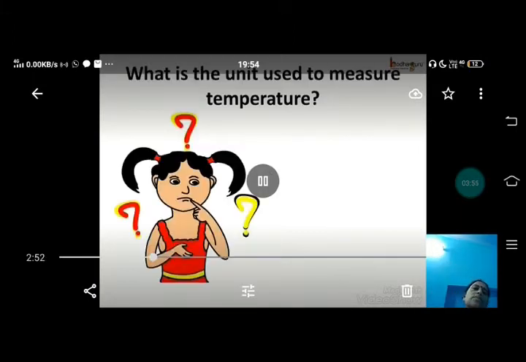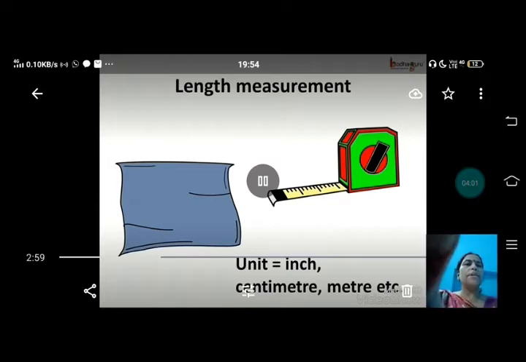Like we have units to measure length, and length is measured in units like inch, centimeter, meter, etc. Likewise, we have a unit to measure temperature also.